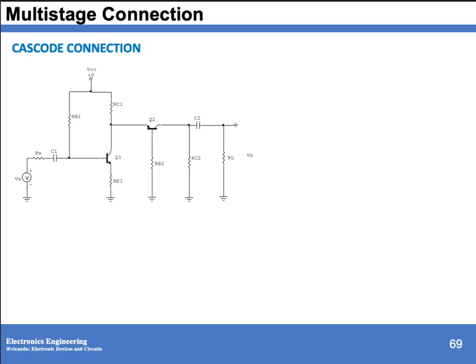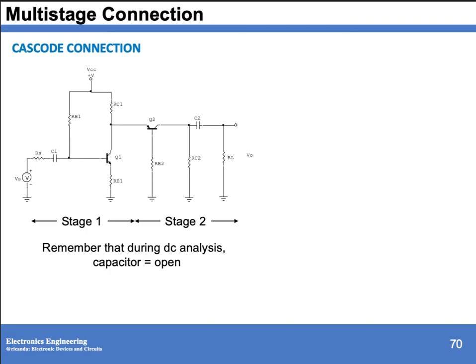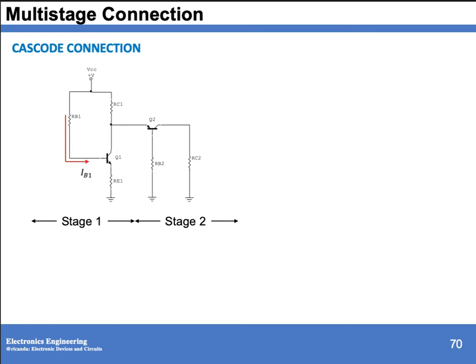We have stage 1, which is common emitter, and stage 2, a common base. So during DC analysis, all capacitors are open. So we have your current IB going to your transistor 1. We have this one as current I. Then it's split into two. We have IE2 and IC1. This is your IE1. And we have your IB2 and IC2. So first, we have to solve at your stage 1.